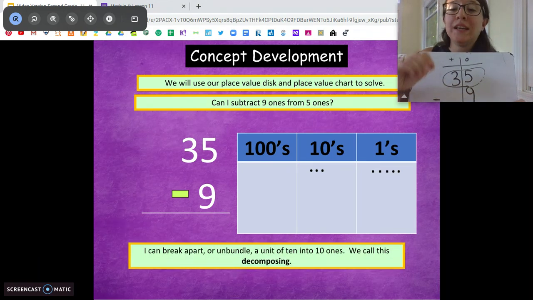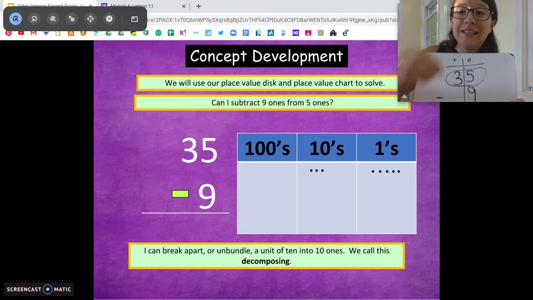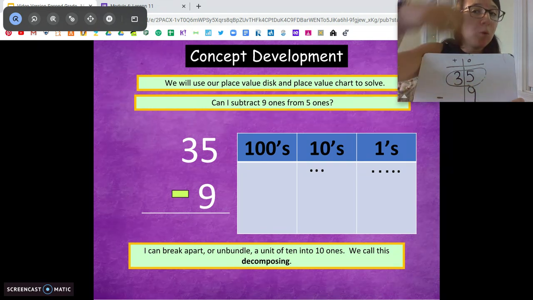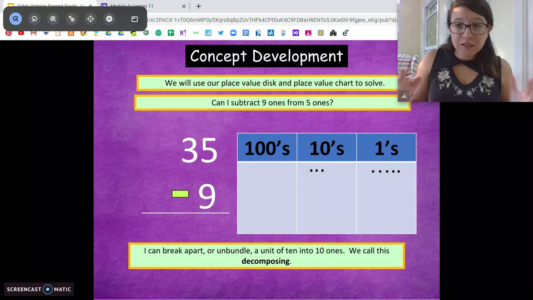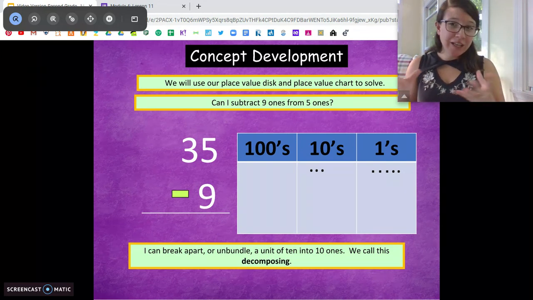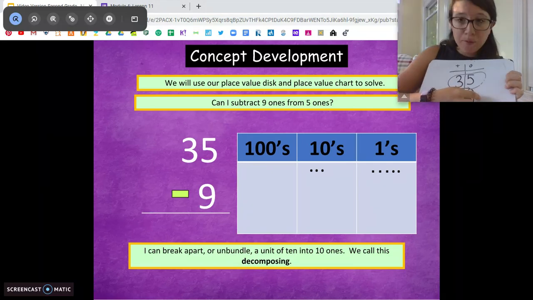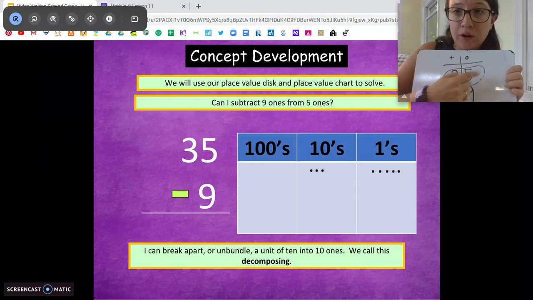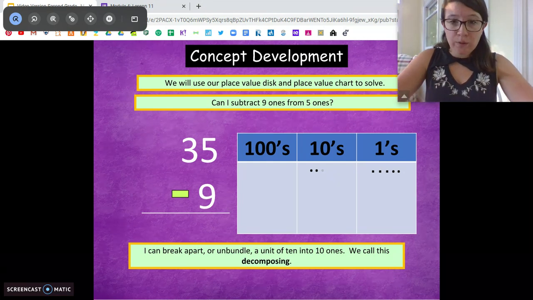What you're going to do is unbundle or break apart one of the tens. And you're going to decompose it. And you're going to move those tens back over to the one side. This is called decomposing. So it's pretty much the opposite of addition. When this number on the bottom is bigger than this number in your ones place, you have to decompose. You have to unbundle.